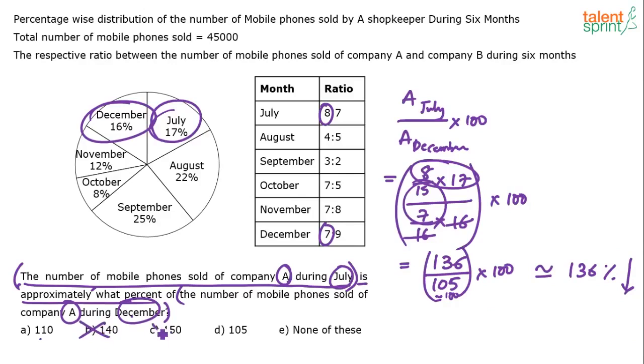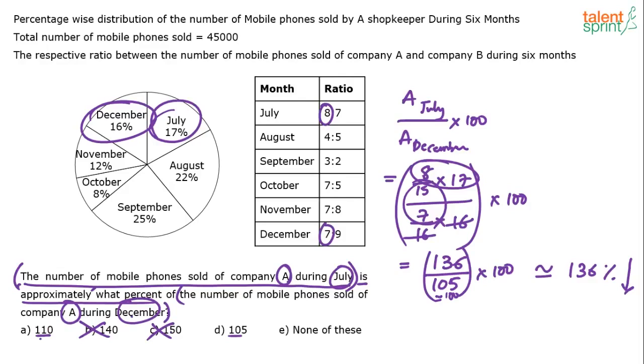Immediately, 140 and 150 will get cancelled. We are left with what? 110 and 105. But will it be so less that it will become 110 or 105? No. It will be much more than that. You should get that sense of range. What can be the range? It will be around 130, 125%, somewhere in that range. It cannot be so less that it becomes 110.